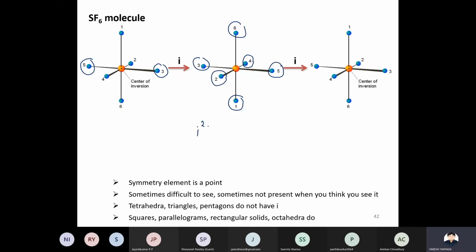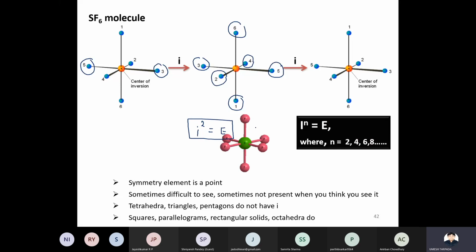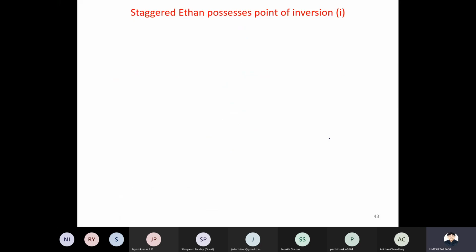So in short, say I squared is equal to E, identity. If you do the I process 2 times, then you are getting the original structure. Even if you do it 4 times, 6 times, in even numbers, then you are getting the original structure. So this is the case of the octahedral geometry of SF6.